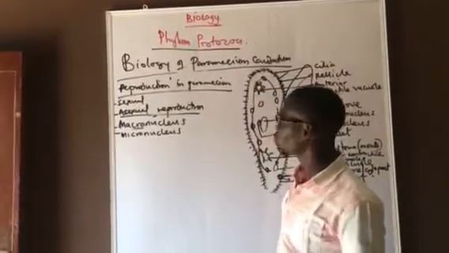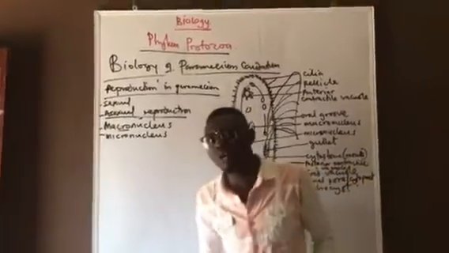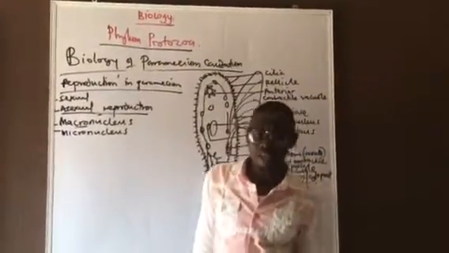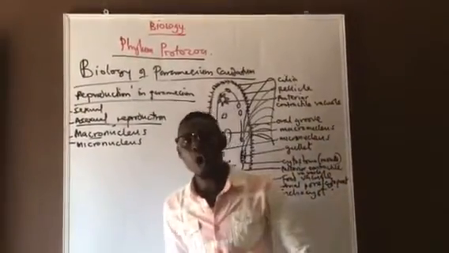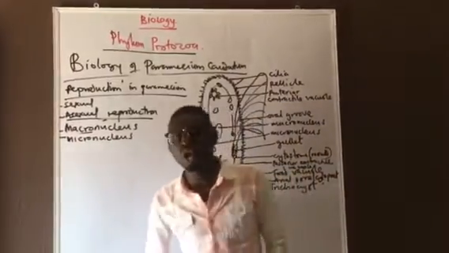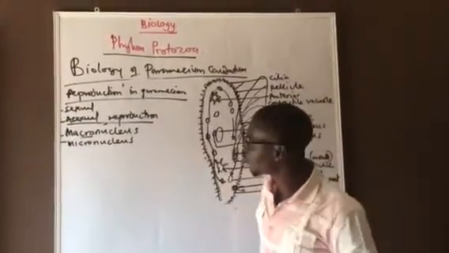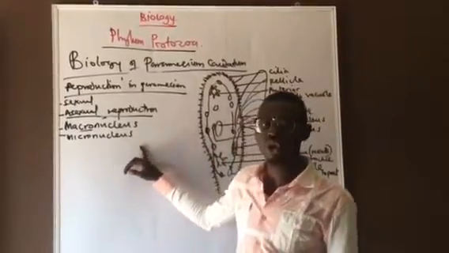So when asexual reproduction occurs in Paramecium, the micronucleus will carry out mitosis, which will lead to cell division, and it will produce more micronuclei. And after that, there is a transverse division of the cytoplasm, which will form other offspring. So that is how asexual reproduction occurs.